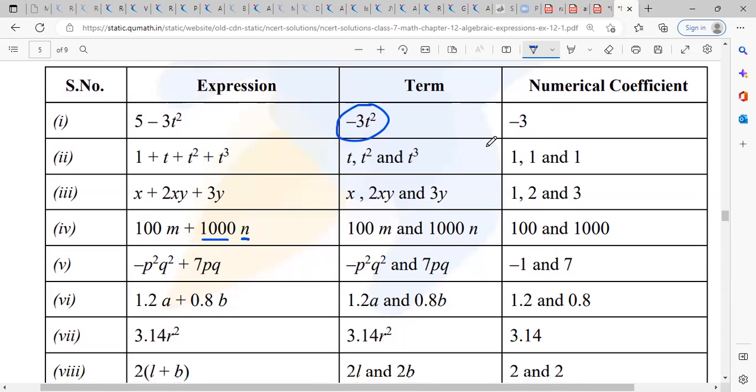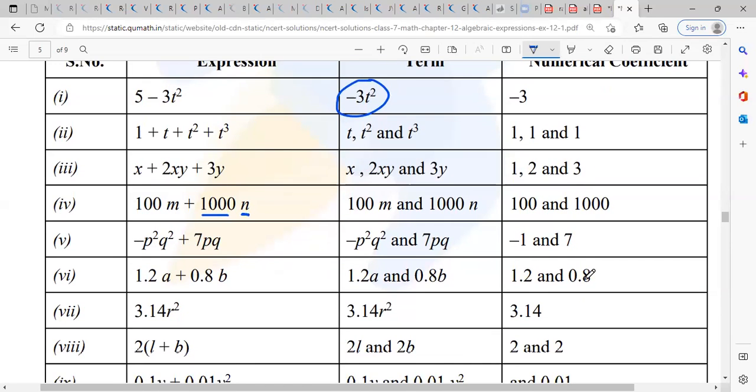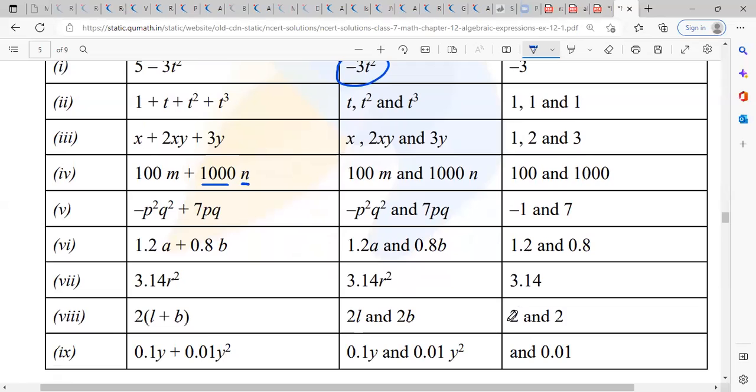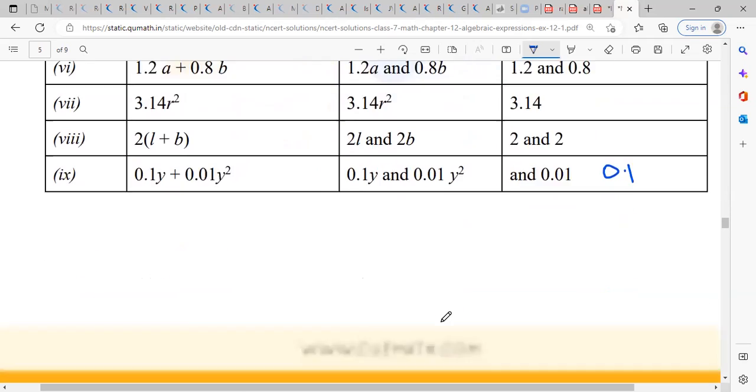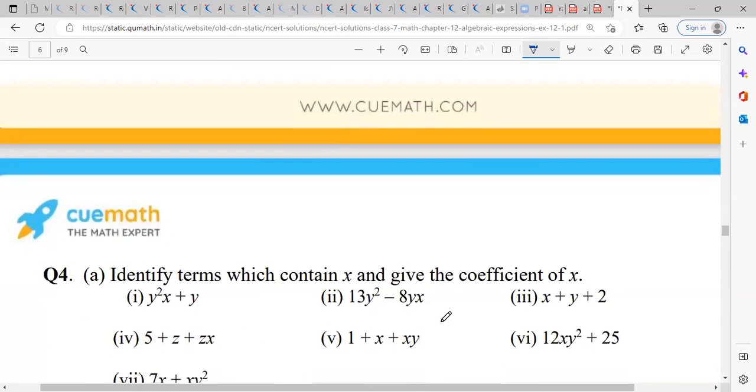So I hope for the first you got 1, 1, 1, right? For all the three. Here, 23 and this 100 and 1000, minus 1 and 7, minus 2 and 8, 3.14, 2 and 2, and 0.01, and 0.1, yes, right? Okay, clear? Okay. Now next one.